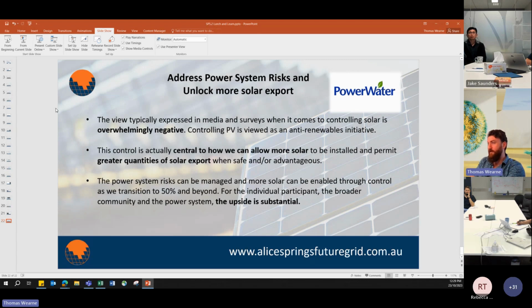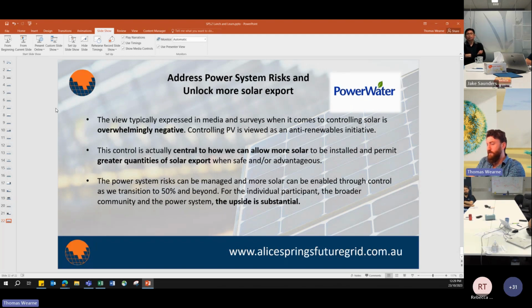That's okay if that's the prevailing view, but what that really tells us is we've got our work cut out for us to be able to explain to the public why the ability to control their solar is actually really good for renewables. This control is actually how we allow more solar to be installed, both on individual sites and future sites. It's how we allow those systems to be larger and to export more into the grid when it's safe or advantageous for it to do so.